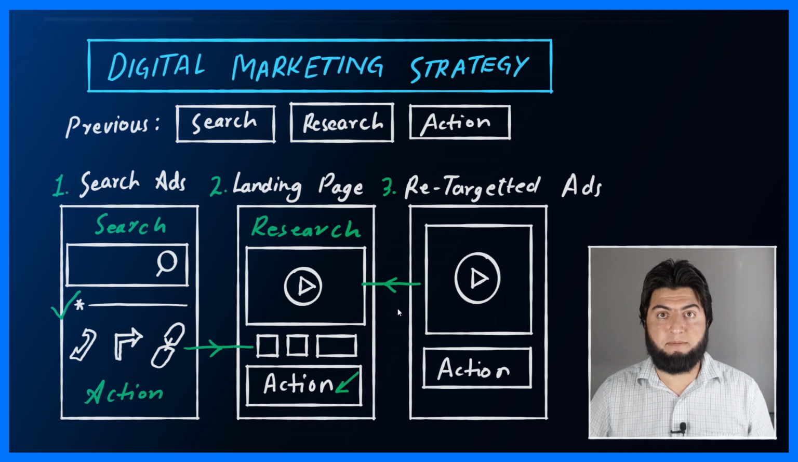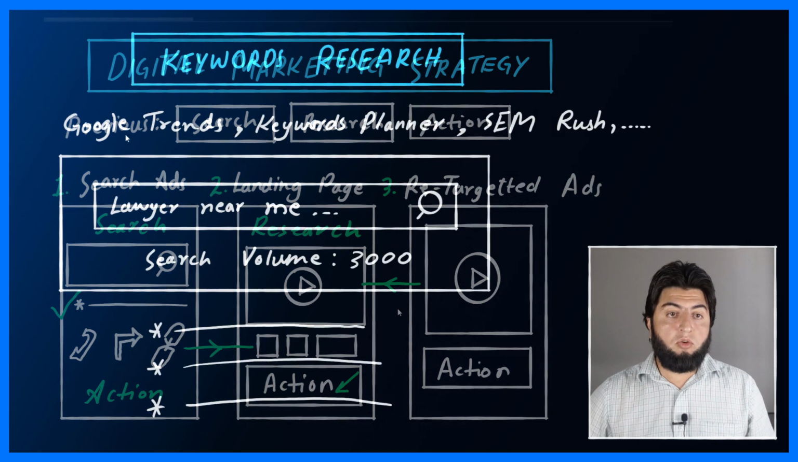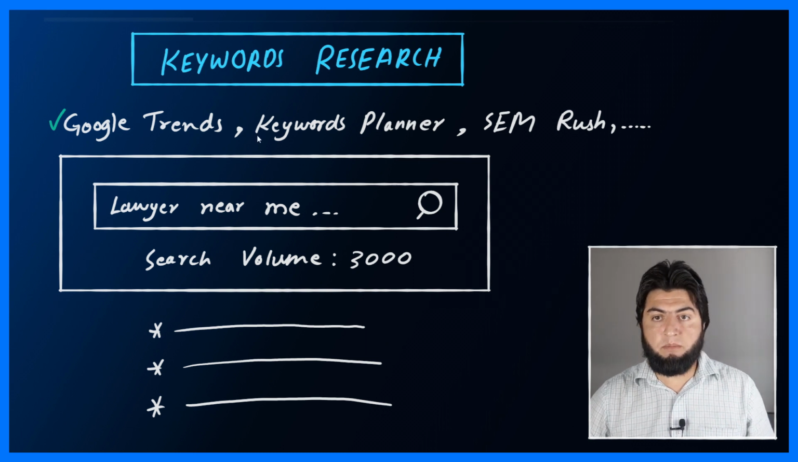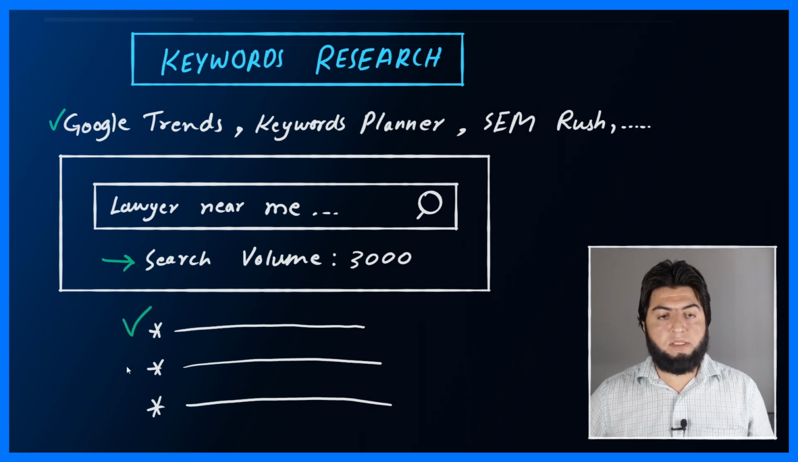Now, to set up a search ad, we need specific keywords that are actually used for searching for those specific services. How do we get those keywords? That's called keyword research. We use different tools like Google Trends, Keyword Planner, SEMrush, and more to find out keywords that are relevant to those services and get a decent amount of monthly search volume. Then we list those keywords and start a search ad using those keywords.